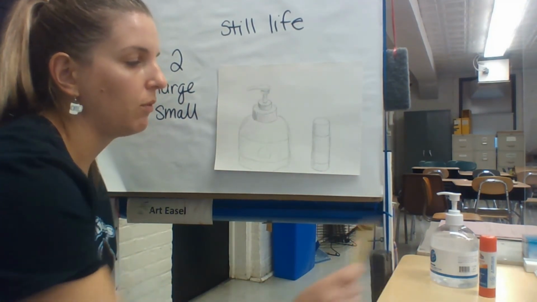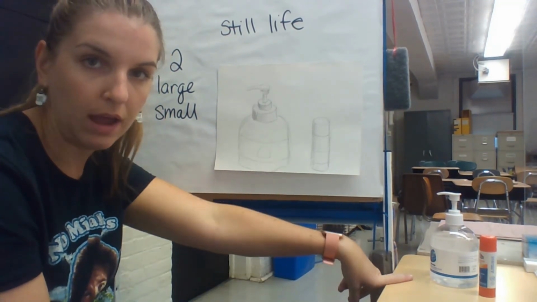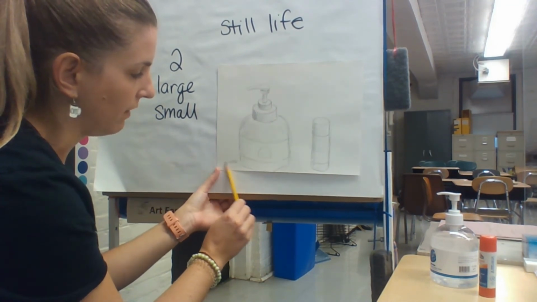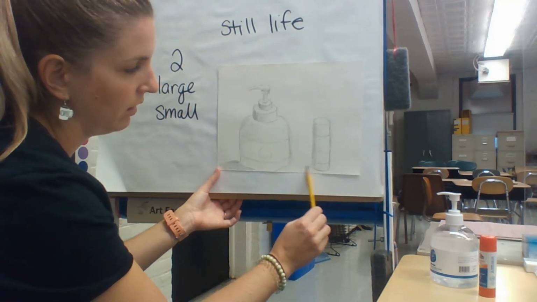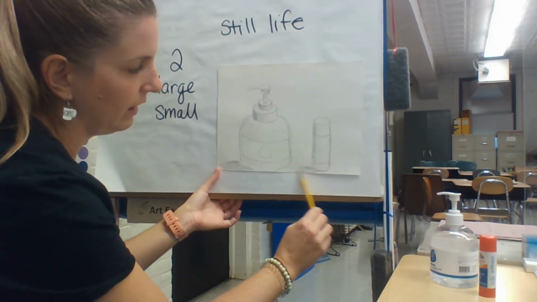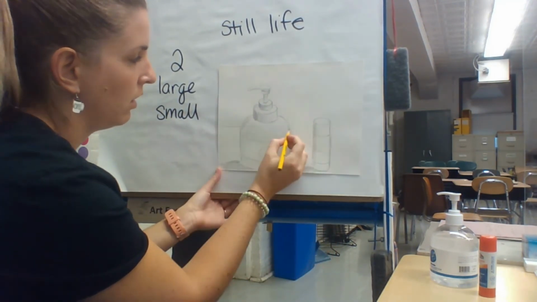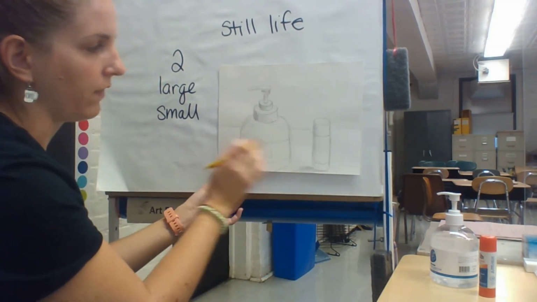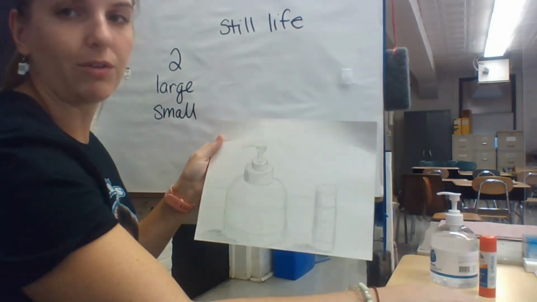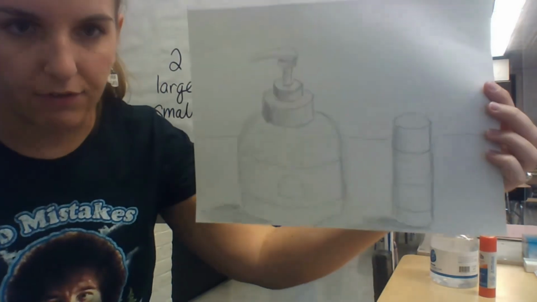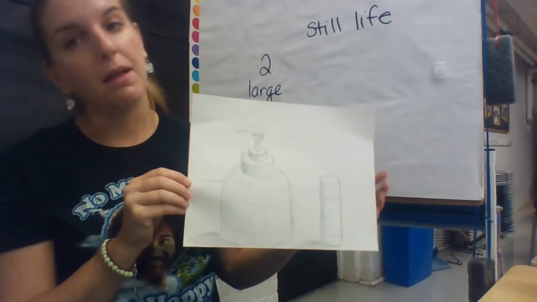One more thing that you can do is my objects are on a desk, and you can see it right here in the video. You can see a shadow that's being cast by the object, and that shows me that it's on a surface. So next to your object, I can use the side of my pencil to show a little bit of a shadow that's being cast by my objects, and I'm going to draw a horizon line behind them just to show that they were on a surface. So if I take my picture down to show you, here is my still life drawing of my hand sanitizer and my glue stick, okay?